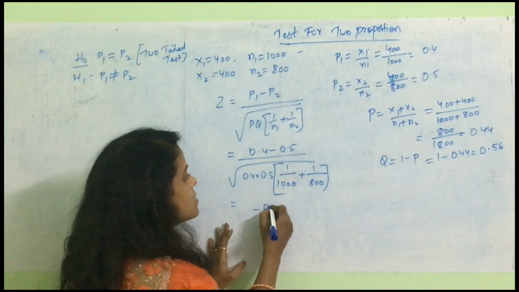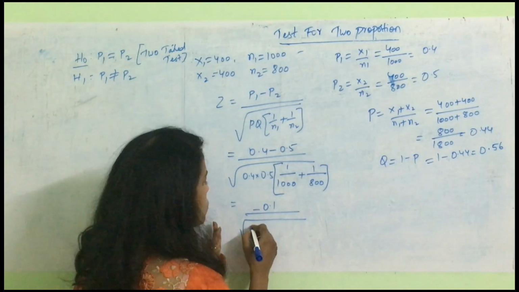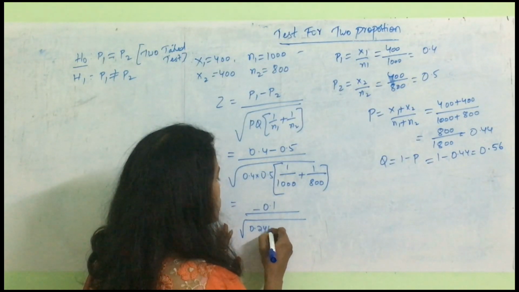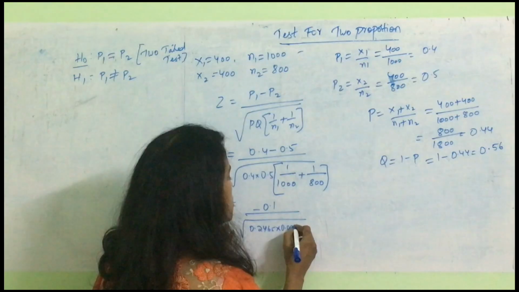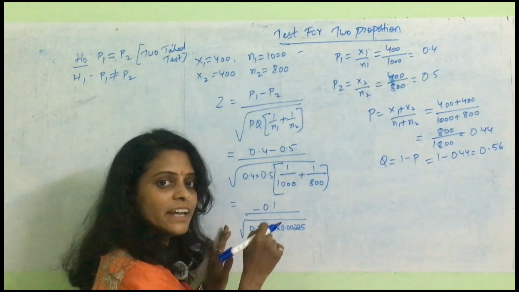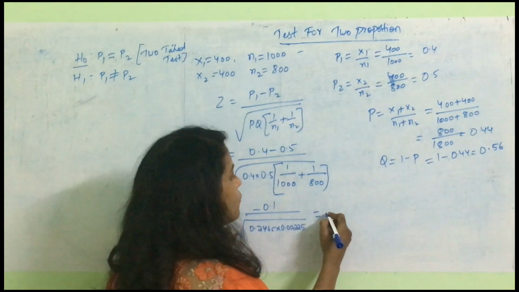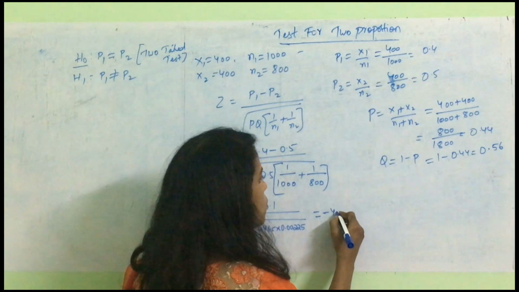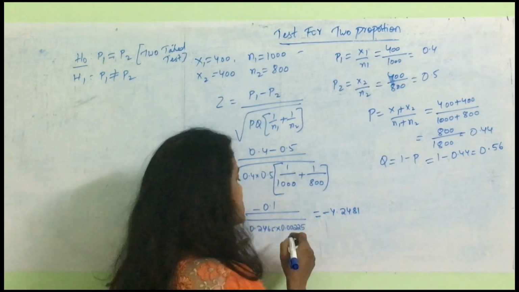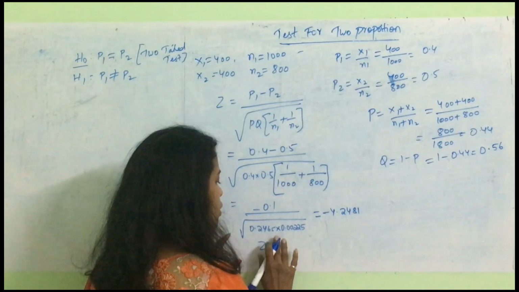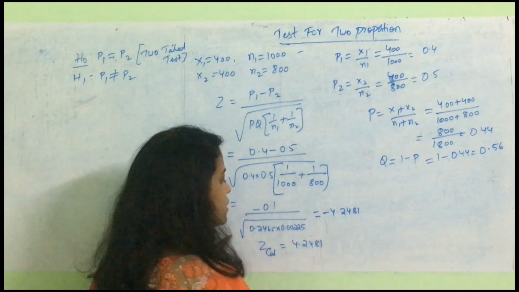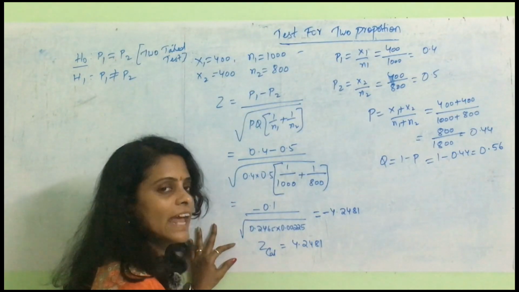So that is minus 0.1 by square root of this value. This total value is 0.2465 into 0.00225. Just take your calculator and calculate the value. The total value of this is minus 4.2481. As the z value, we will take it in positive terms only. So the z calculated value is 4.2481.